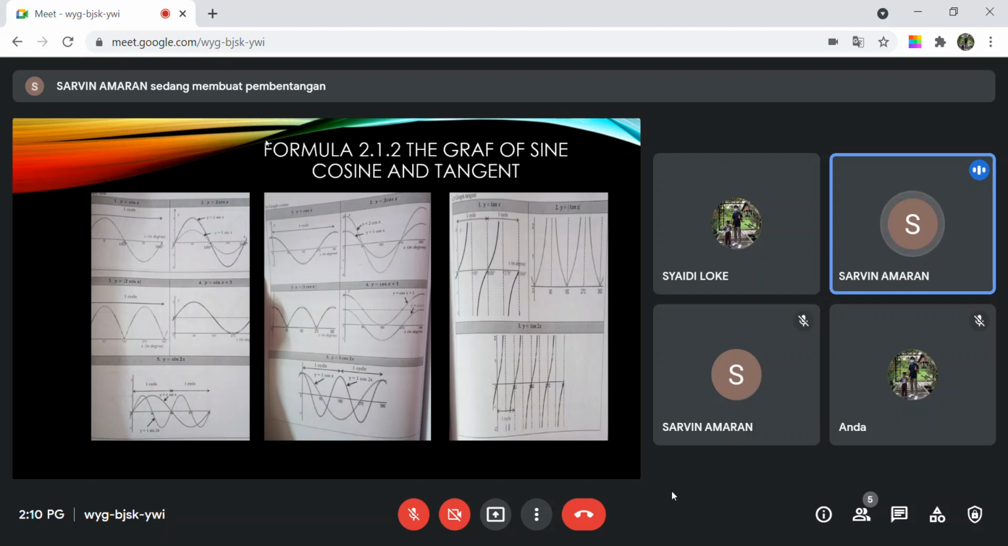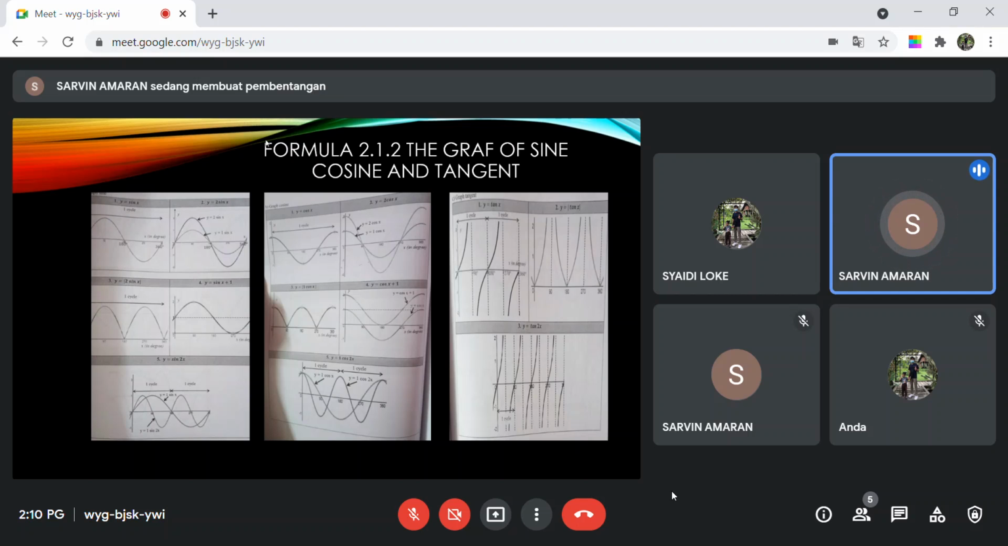But here we already reached college, so we need to learn more complex things than what we learned before. So as you can see, these are the graphs that you need to not just memorize, but need to understand.